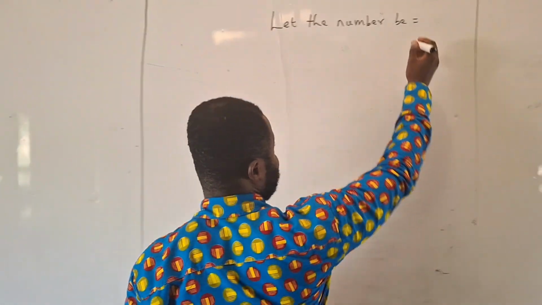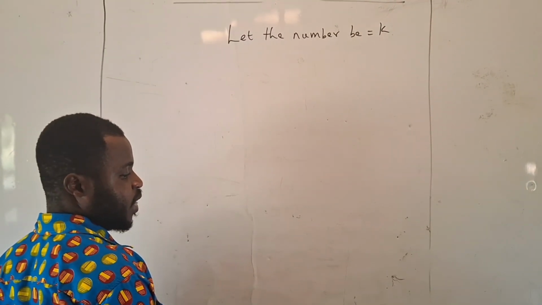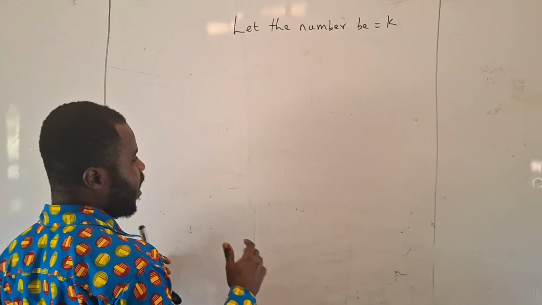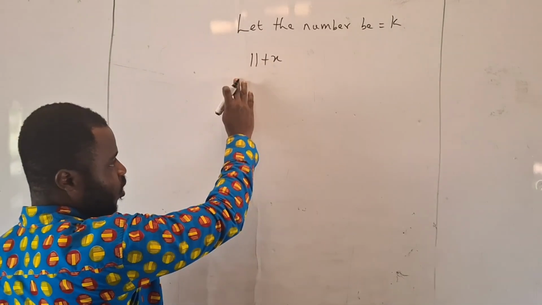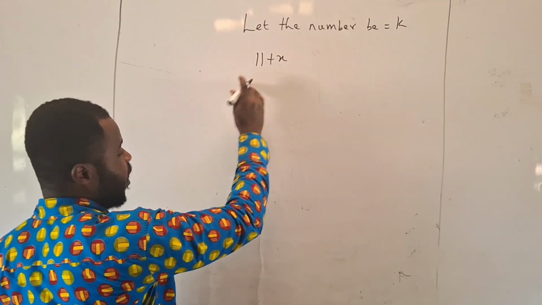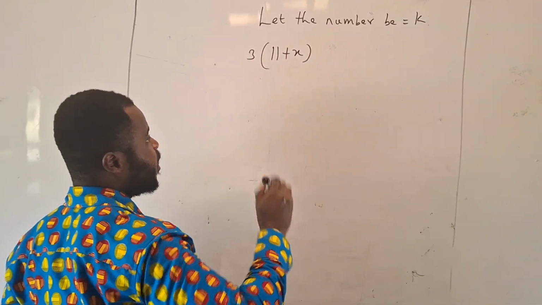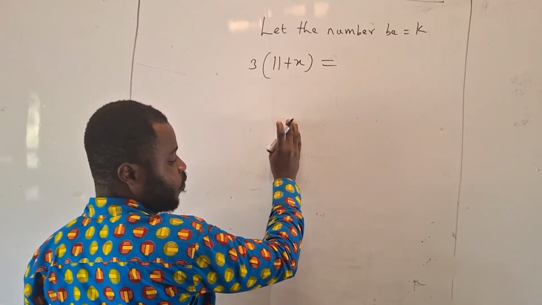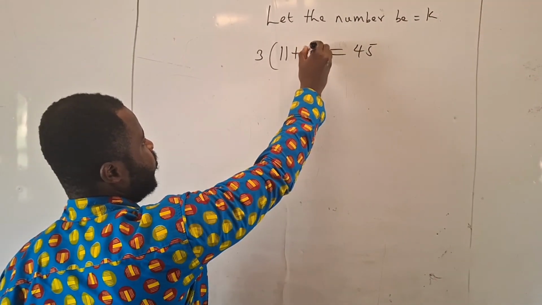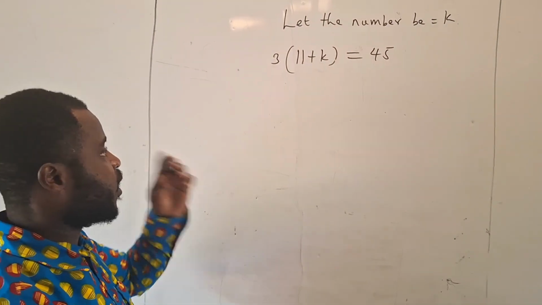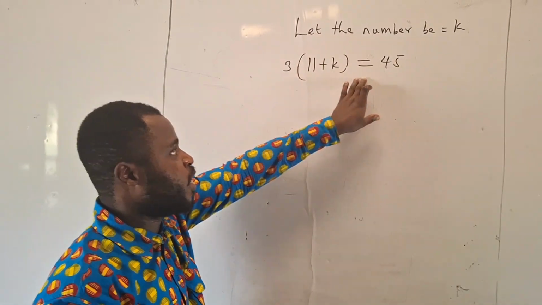So once again, let the number be k. So as the question says, when a certain number is added to 11, it will be 11 plus k. A certain number is added to 11, and the result is multiplied by 3. This is the result we have gotten. So we are going to multiply this result by 3, and the final result, that's when the equal sign will come. The final result is 45. Find the number. Oh, sorry, it will be k, because I used k there. So when a certain number is added to 11, and the result is multiplied by 3, this is the result you have got. The final result is 45.